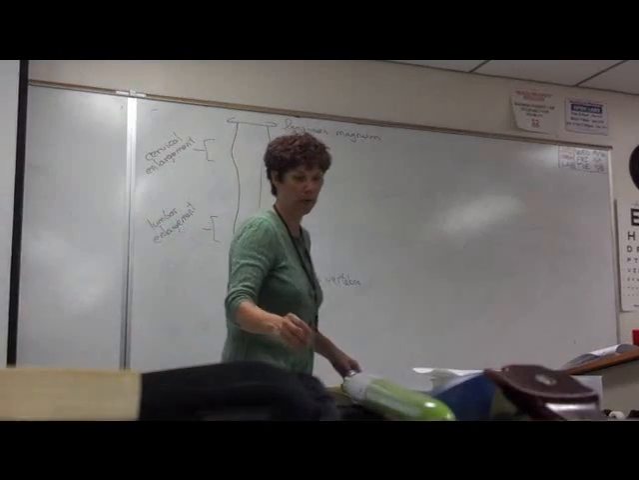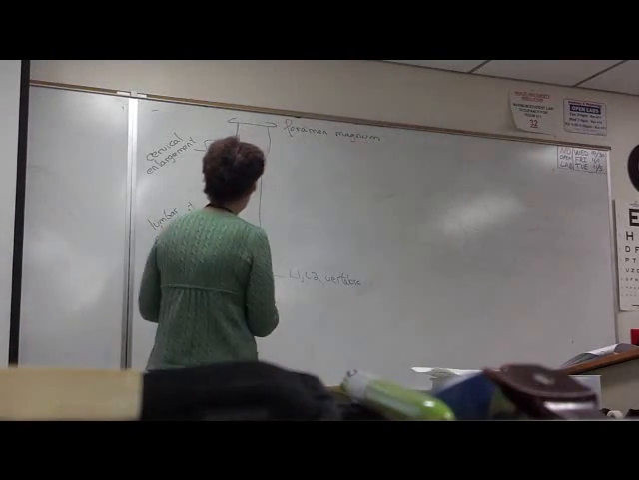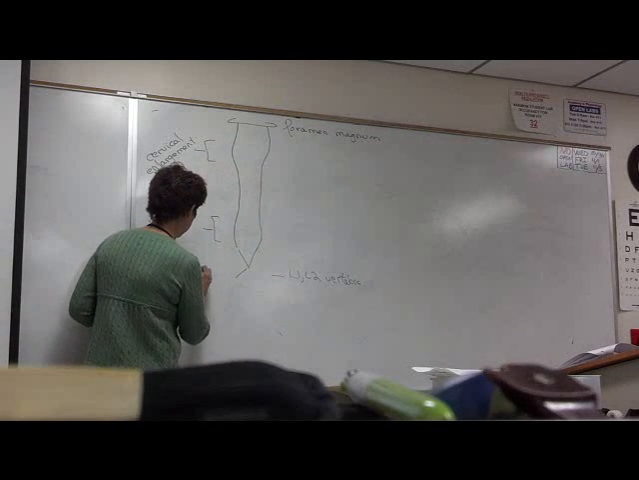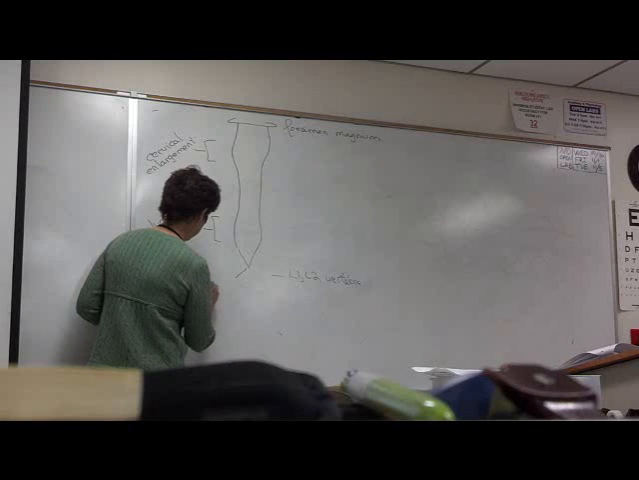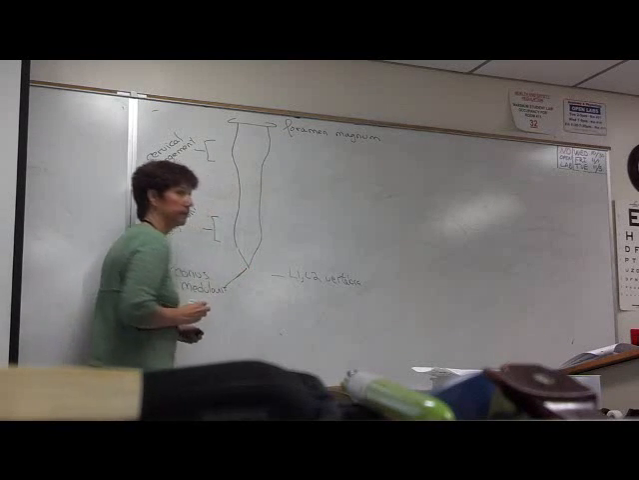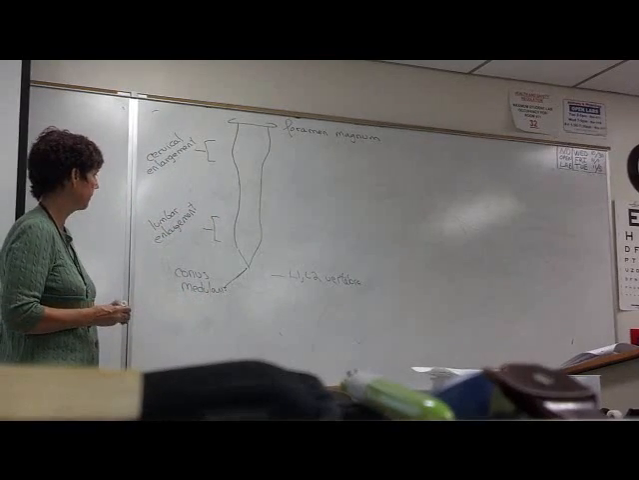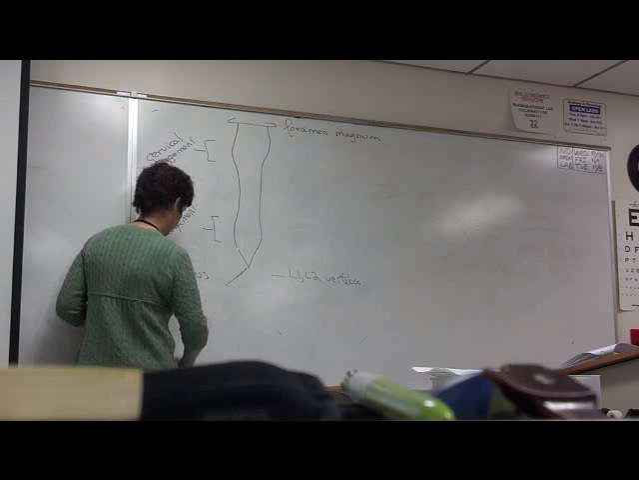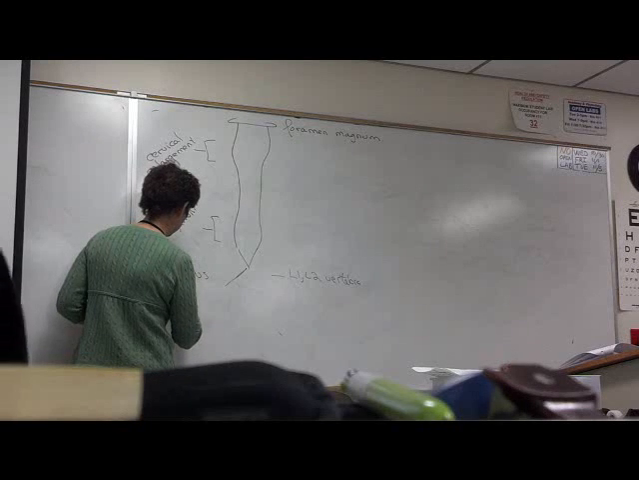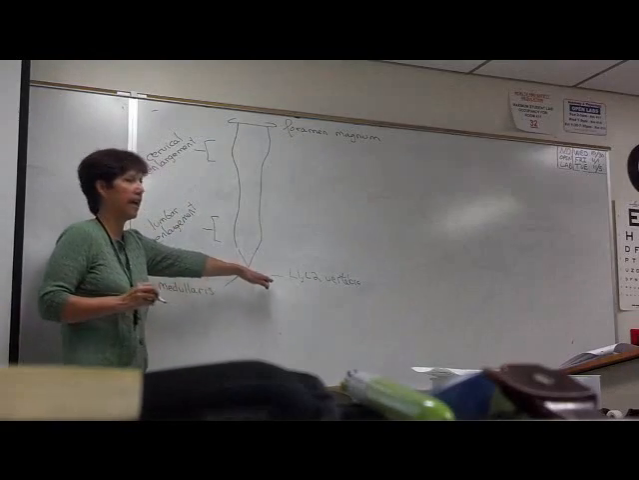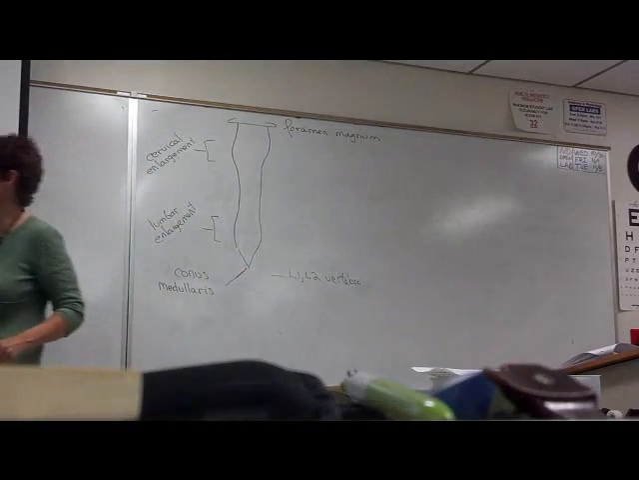The end of the spinal cord, where this comes to a point, is known as the conus medullaris. Oops, it should be 2 L's. And again, that ends at about L1, L2.